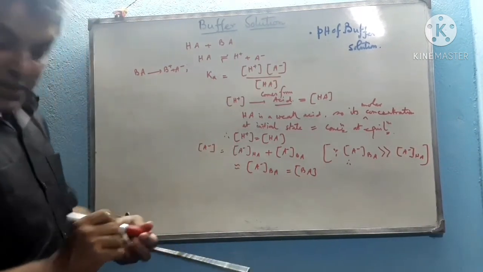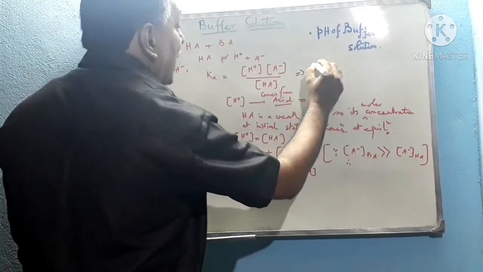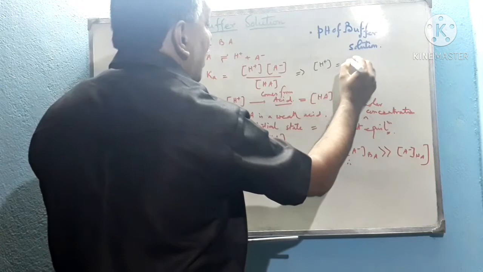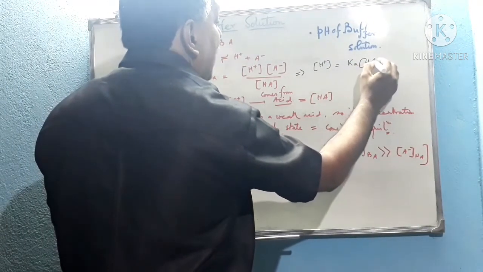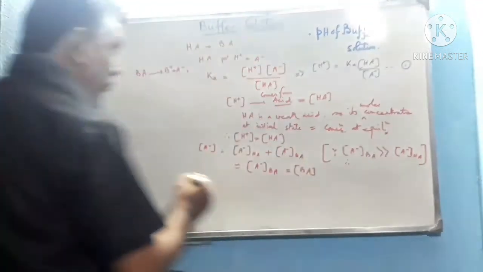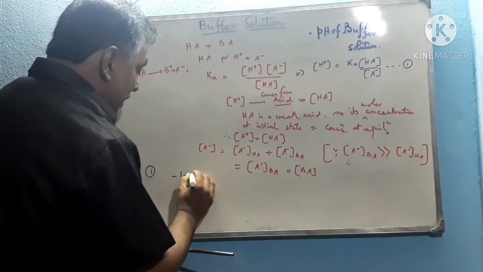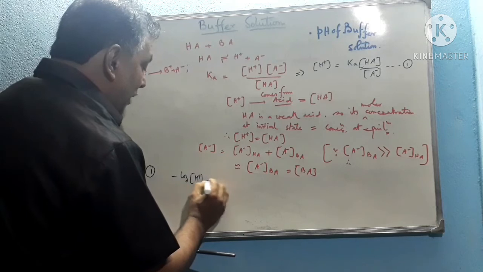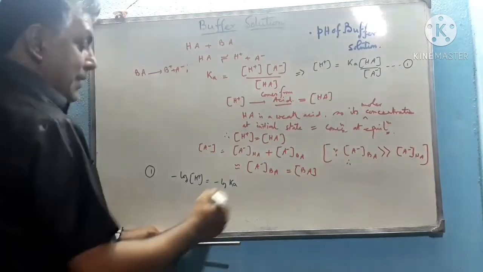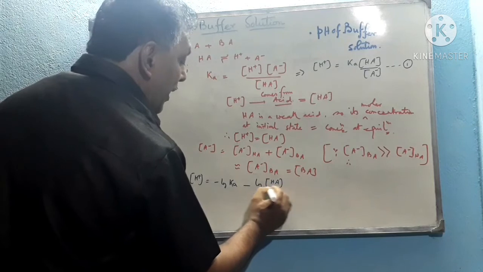Now from this expression we can write H plus, or H3O plus, equal to Ka into HA divided by A minus. This is equation number 1. And from 1, if we take negative logarithm on both sides, minus log of H plus, or H3O plus, whatever it may be, is equal to minus log of Ka minus log of HA by A minus.